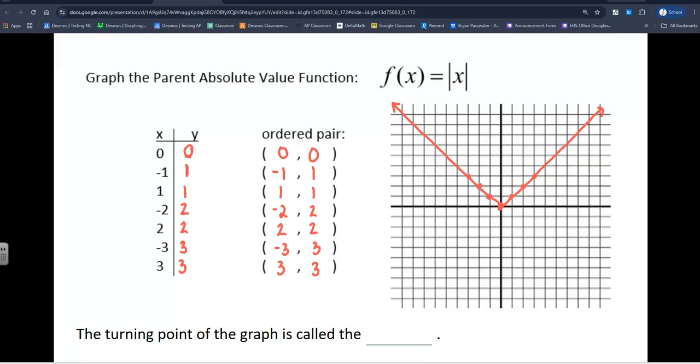So this is an important thing for you to know. If you see the graph of f of x equals absolute value of x, you should be able to graph this on a graph without me telling you anything else about it, okay? And there is a special point for this graph that has a name that we want to talk about, the turning point of the graph. So we're talking about right here, that lowest point on the graph. That is called the vertex of the graph.